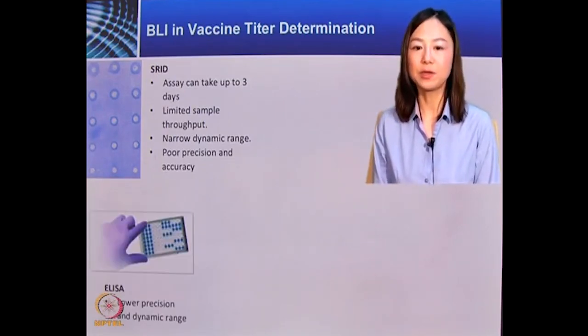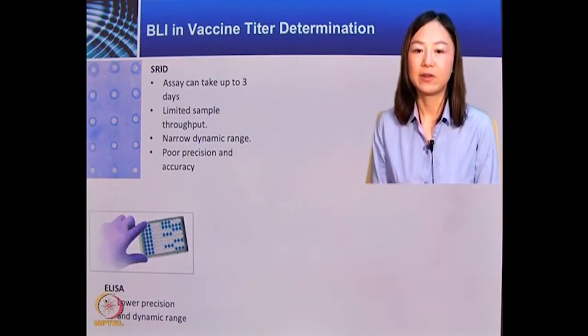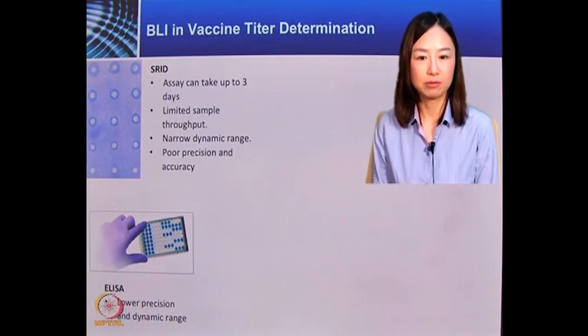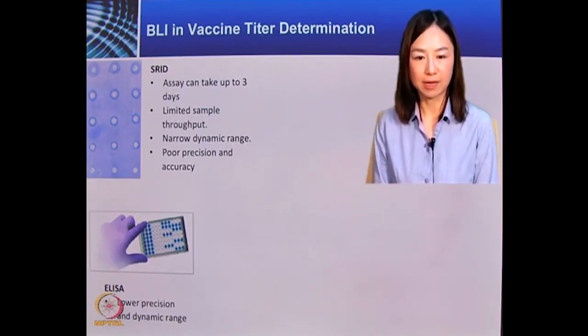People have also been using the ELISA method to analyze the vaccine titer. However, similar to SRID, ELISA takes a very long time to finish the whole experiment process, has very low precision in determining the titer of the virus, and has a very limited dynamic range.